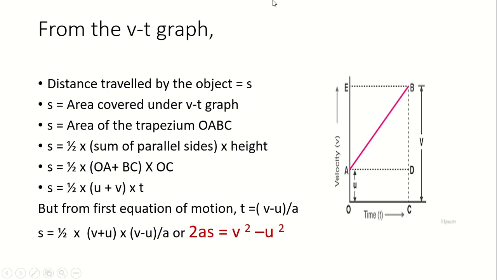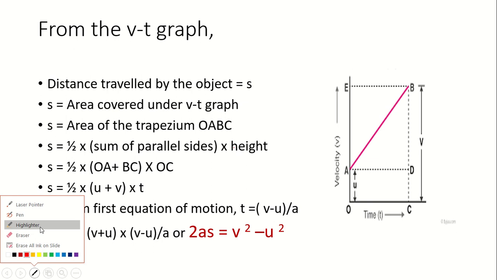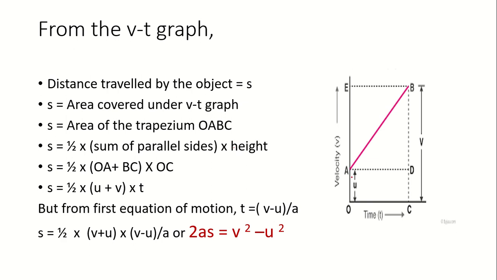Because there is only one pair of parallel sides, right? So you can see that we are using half into OA plus BC. Okay, half into OA plus BC. OA and BC are the parallel sides, multiplied by OC, which is the height of the trapezium. So let us replace these values. S equals to half into U plus V multiplied by T.